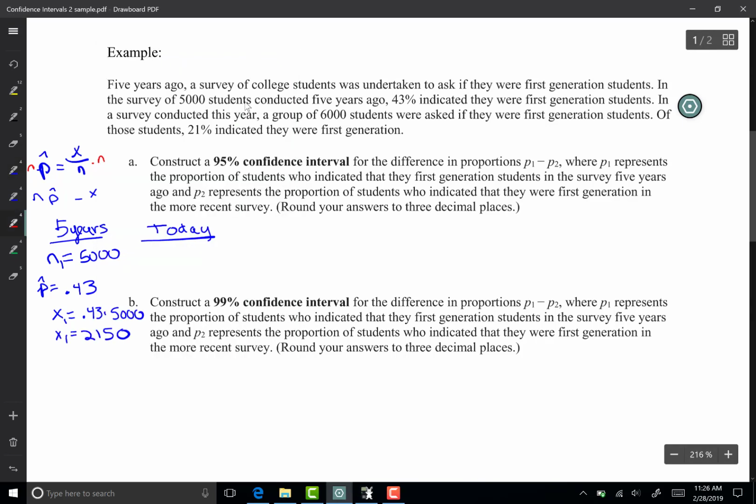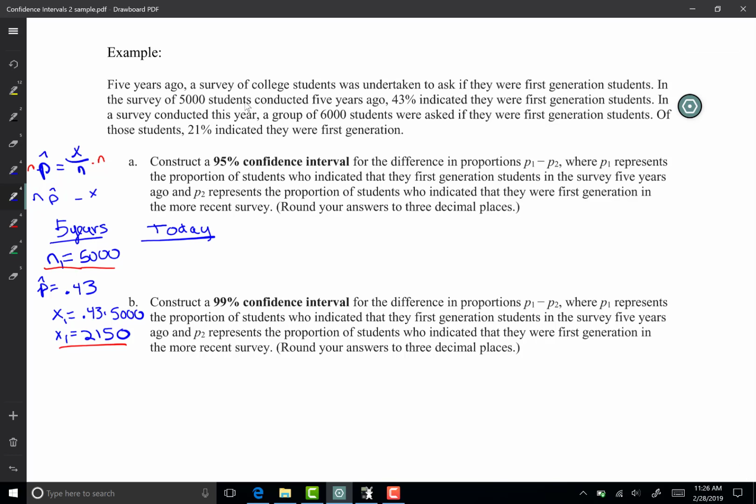Okay, and the reason I do that is these two numbers are what I need if I'm going to use my calculator. A lot of problems will just give you these two numbers and say there's 2,150 students out of 5,000 5 years ago. This one actually gave us that point estimate of 43%.